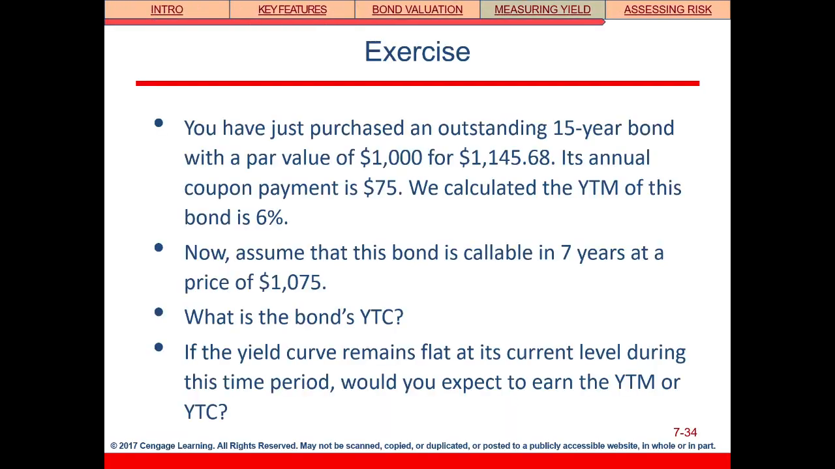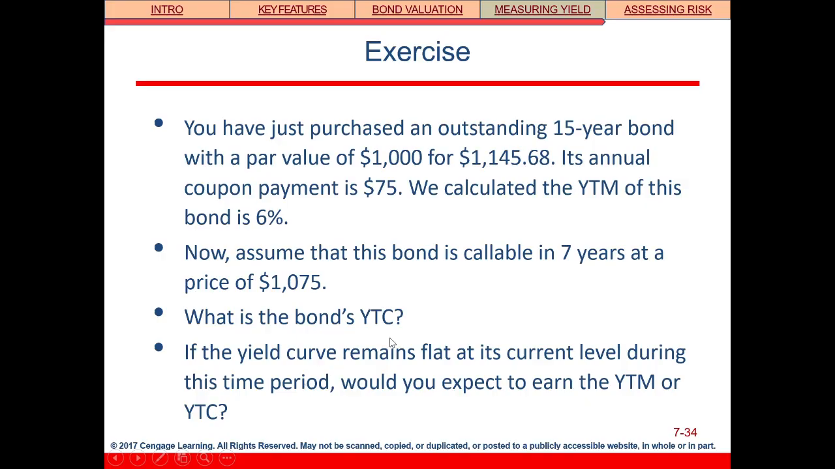Here's an exercise question that will help you better understand the meaning of yield to call. You have just purchased an outstanding 15-year bond with a par value of $1,000 for $1,145.68. Its annual coupon payment is $75. We calculated the yield to maturity of this bond as 6%. Now assume that this bond is callable in 7 years at a price of $1,075. What is the bond's yield to call? If the yield curve remains flat at its current level during this time period, would you expect to earn the yield to maturity or the yield to call?